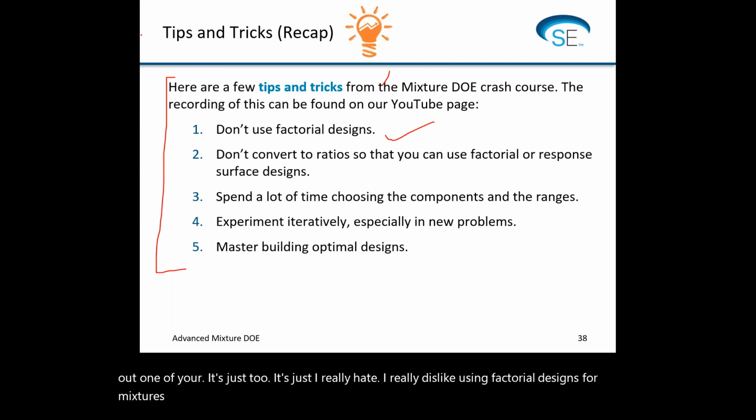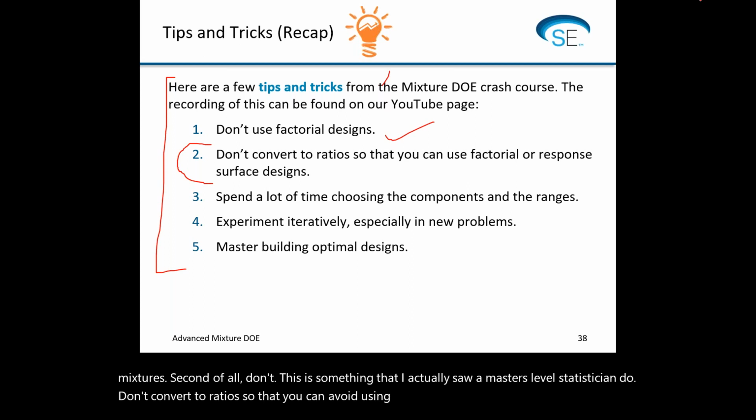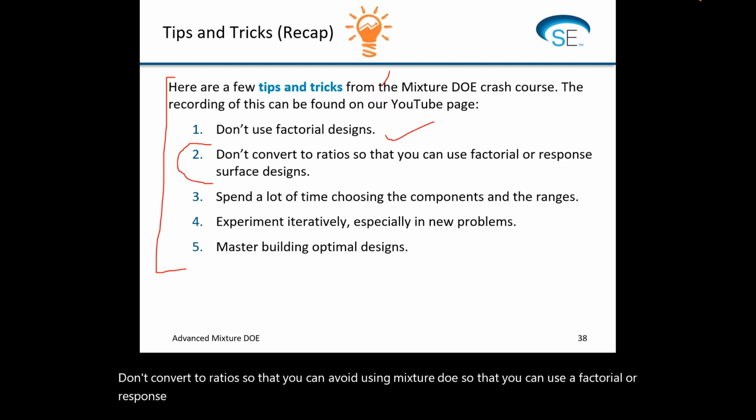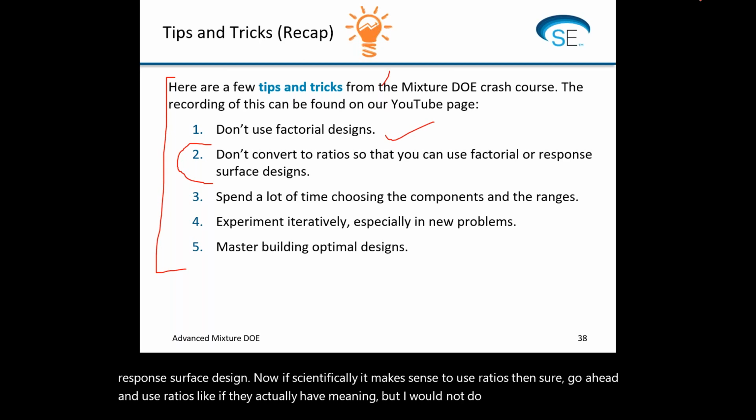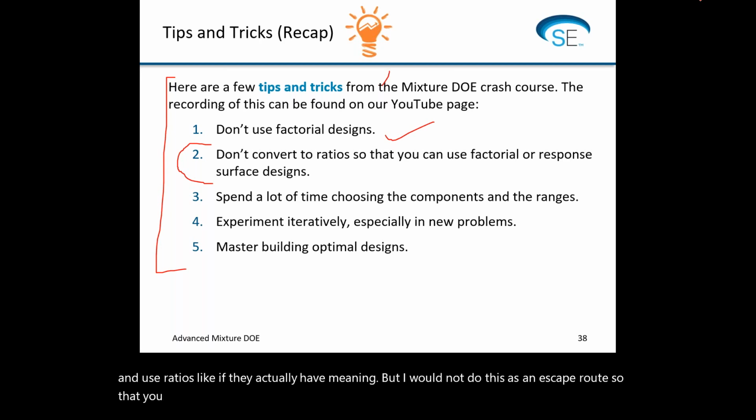Second of all, this is something that I actually saw a master's level statistician do. Don't convert to ratios so that you can avoid using Mixture DOE, so that you can use a factorial or response surface design. Now, if scientifically it makes sense to use ratios, then sure, go ahead and use ratios, like if they actually have meaning. But I would not do this as an escape route so that you don't have to use Mixture DOE, okay?